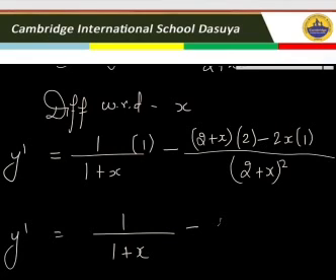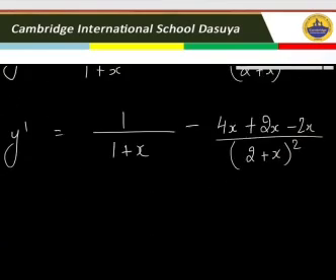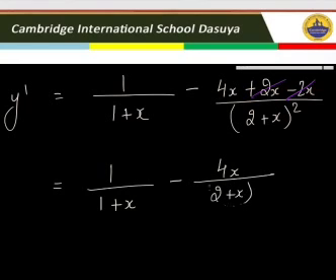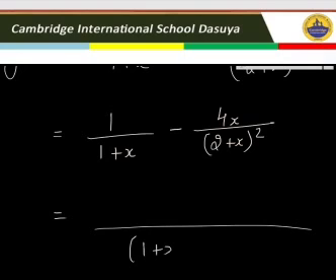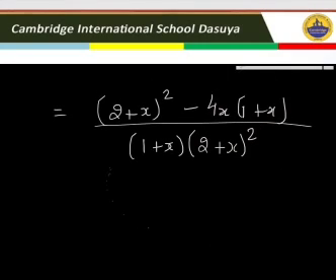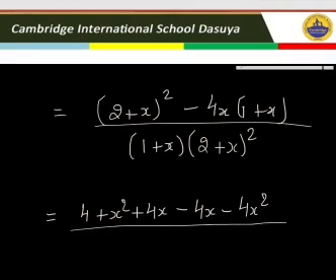Now, here I solve it. So, this becomes 4 plus 2x minus 2x upon (2 plus x) whole square. Fine. This 2x cancels with minus 2x. Here, this is 1 upon 1 plus x minus 4x upon (2 plus x) whole square. Fine. Now, take the LCM. So, when I take the LCM by solving algebraically, this is (1 plus x) into (2 plus x) whole square. So, here it is (2 plus x) whole square minus 4x bracket (1 plus x). Fine. Now open the bracket and solve it. So this becomes 4 plus x square plus 4x minus 4x again minus 4x square, upon (1 plus x) bracket (2 plus x) whole square.